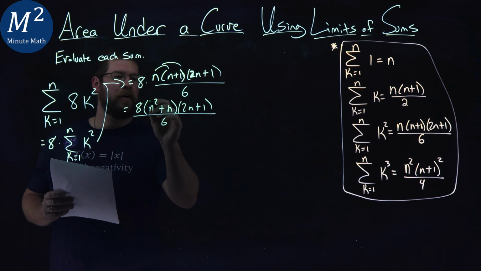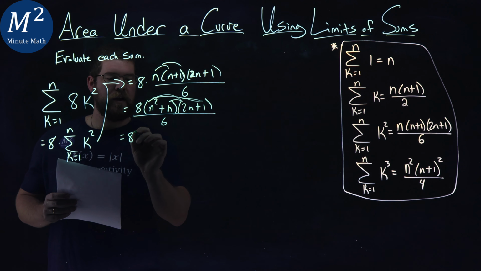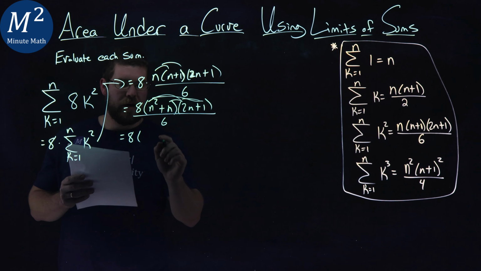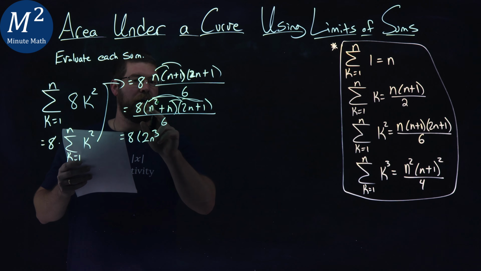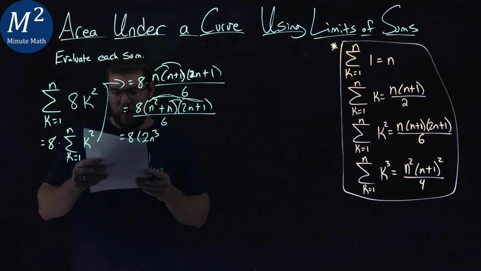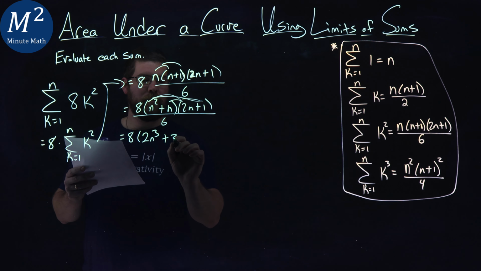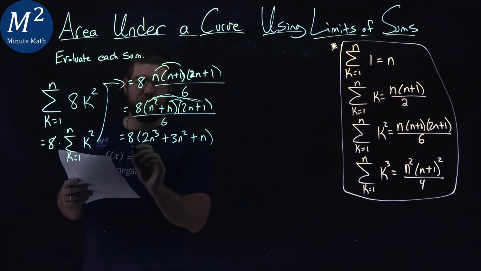Keep simplifying. Let's go FOIL, if you remember how to do that, right here. So we have 8 times n squared times 2n is 2n to the third. And then I simplified this. n squared times 1 is n squared. n times 2n is 2n squared. That together becomes 3n squared. Plus n times 1 is n over 6.